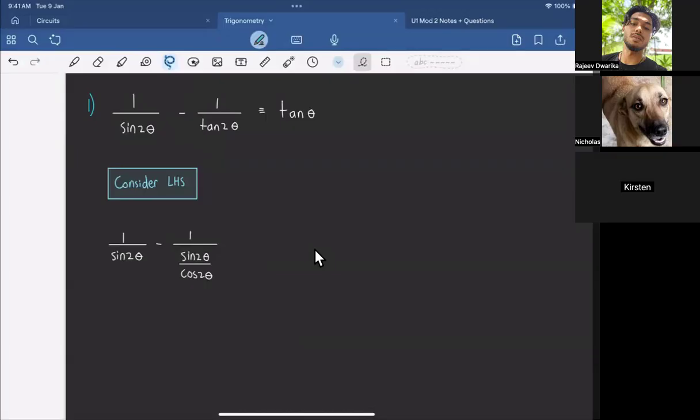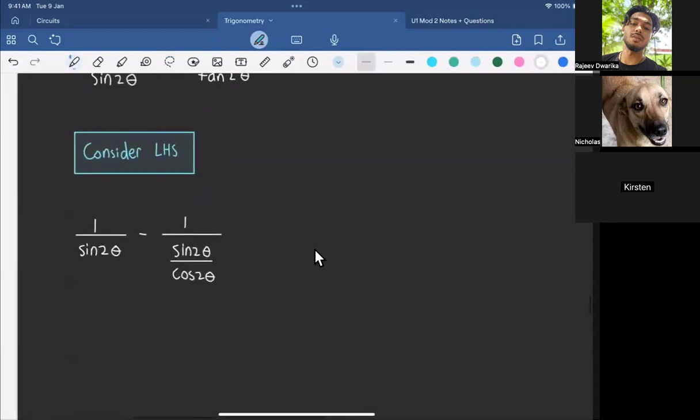Nicholas, why did I change the tan 2 theta to that? Because tan 2 theta is equal to sine 2 theta over cos 2 theta. Yes, and when we do trigonometric proofs, you have to work in terms of sine and cos. Nice. Next thing. Nicholas, where's another way I could write 1 over sine 2 theta over cos 2 theta? Right. We could flip the fraction.